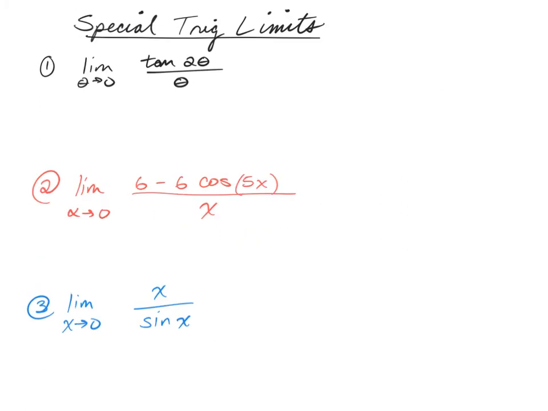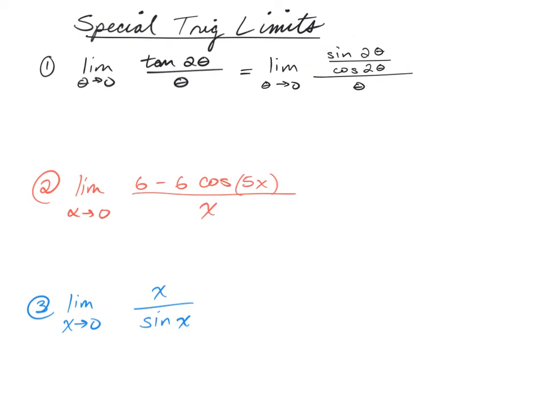On this slide, a few more special trig limits, the first of which is the limit as theta approaches 0 of tangent 2 theta over theta. Anytime I see tangent, I want to split this up into the fractions sine over cosine. So let's do that and rewrite the limit like this. So here's the limit: tangent 2 theta became sine 2 theta over cosine 2 theta.